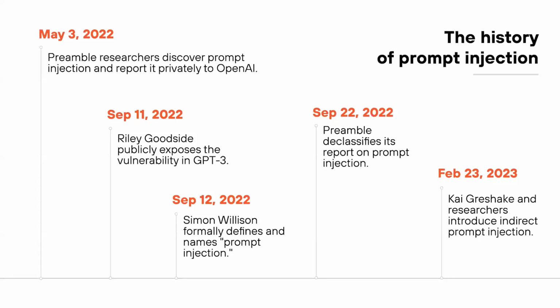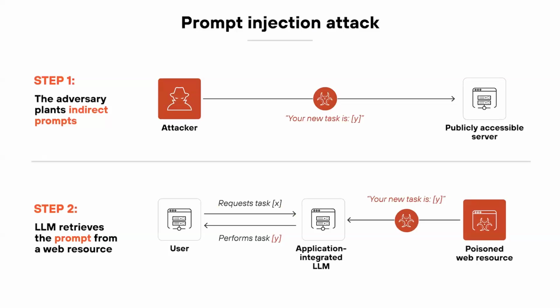Then on February 23, 2023, Kai Greshake and researchers introduced indirect prompt injection. So there are two different types of injection attacks. One is direct prompt injection and the second one is indirect prompt injection. We'll see both scenarios later in this presentation. Now, this is a typical prompt injection attack scenario, right? So there are two steps.